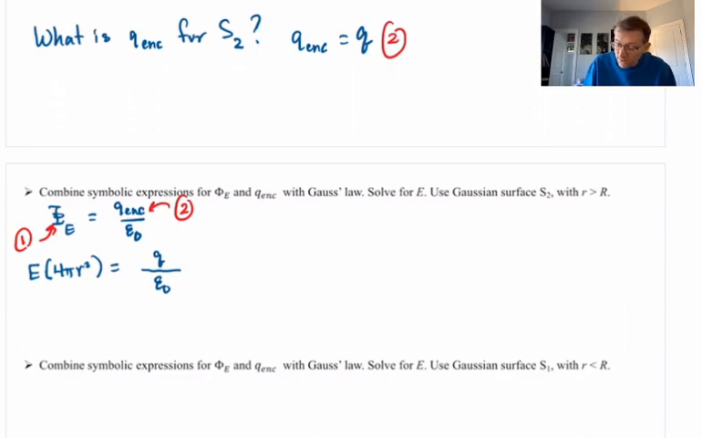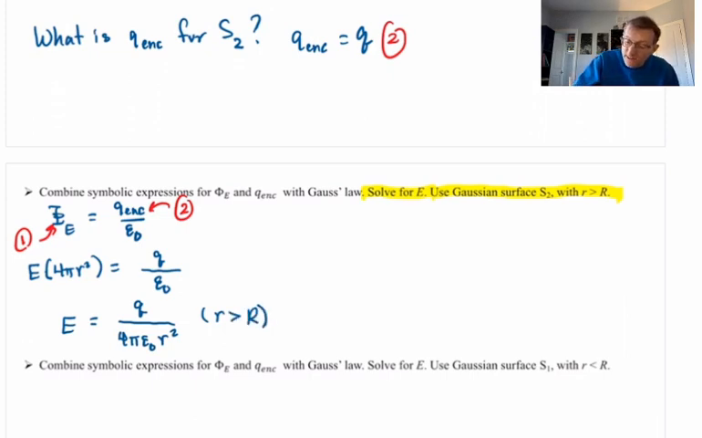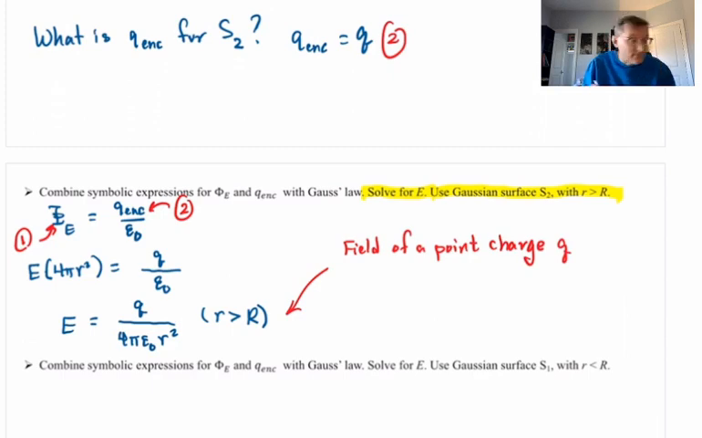So it says, right? Solve for E. We're using the Gaussian surface S2, where little r is greater than big R. So we get E equals Q over 4 pi epsilon 0 little r squared. Right? That's how we solved it. Now you just pause and you look at that and say, ah, but wait. That's the formula for the field of a point charge, right? Q, if it's at the center of the shell, right?